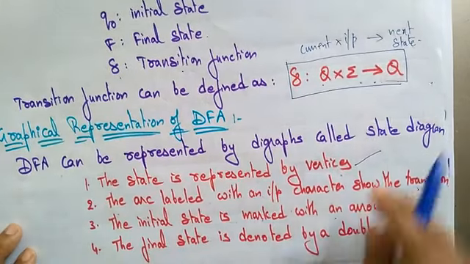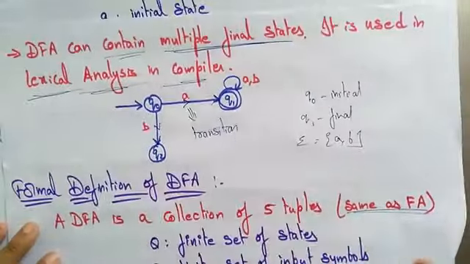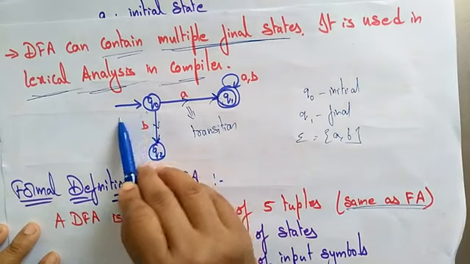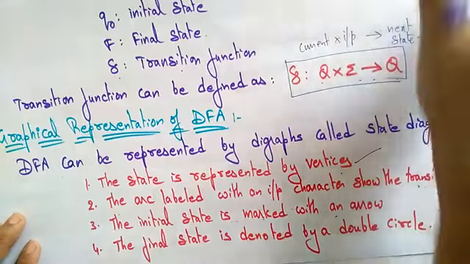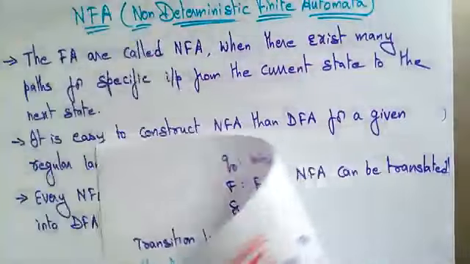The initial state is marked with an arrow and the final state is denoted by the double circle. Initial state is marked with an arrow and the final state will be with a double circle. So this is the graphical representation of the diagrams.